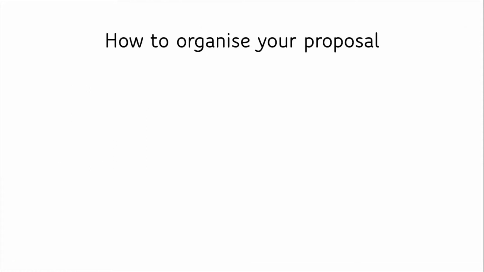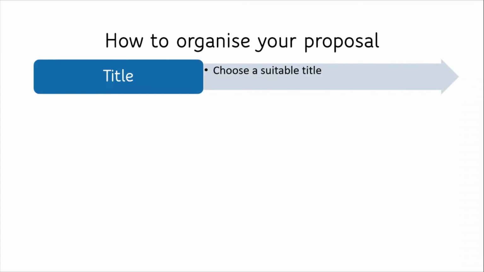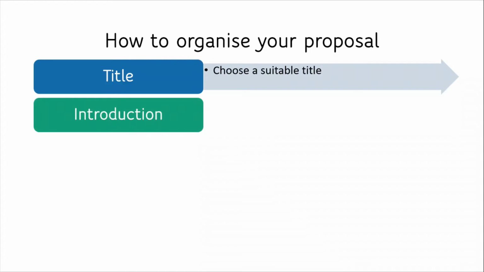And let's just look at a plan for writing this proposal. The first thing to do with a proposal is to produce a title, and this needs to be a suitable title for this particular topic. The first paragraph is the introduction, and in the introduction, the writer will describe the purpose of this particular proposal. The following paragraphs will give details of the proposal and what's planned.